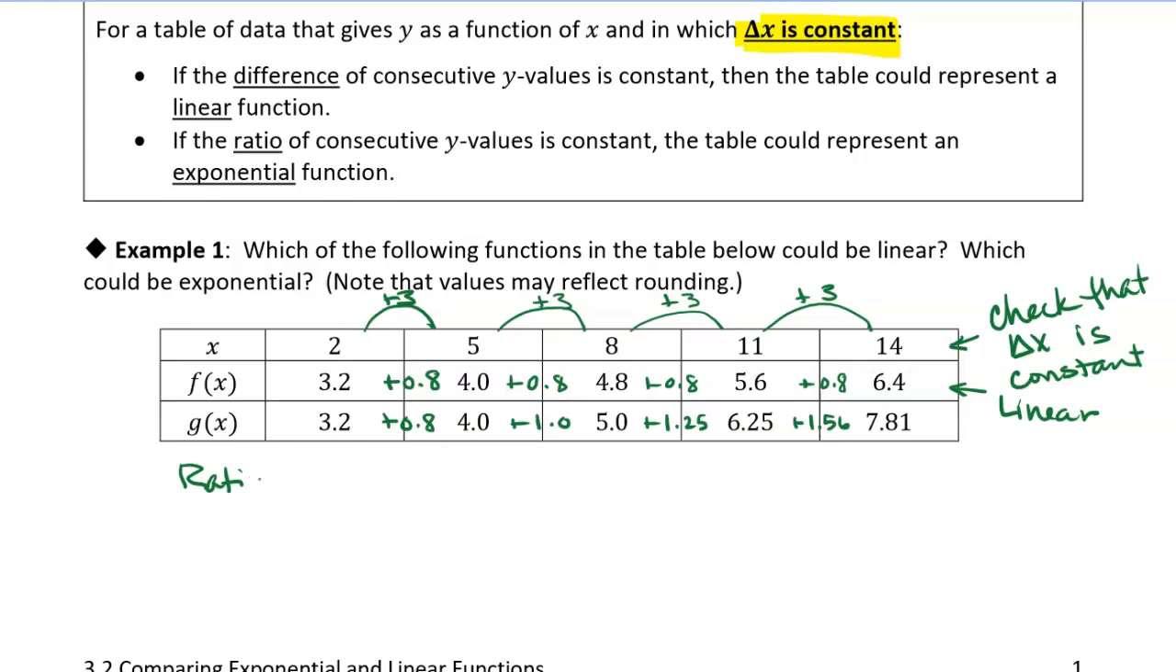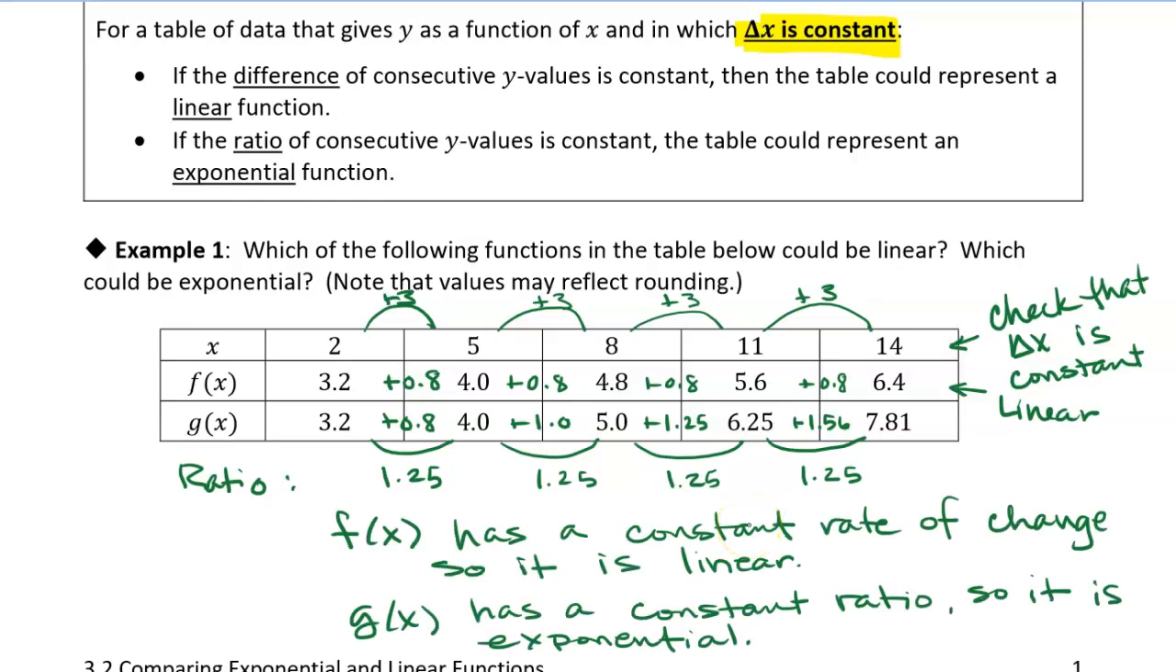All right, let's look at the ratios. If I take 4 divided by 3.2, that is 1.25. 5 divided by 4 is 1.25. 6.25 divided by 5 is 1.25. You can see here, when we look at those ratios between consecutive y values, we have a constant ratio. So we can conclude that f of x is linear and g of x is exponential.